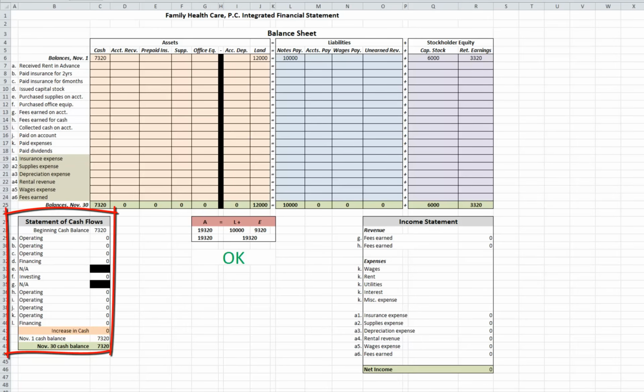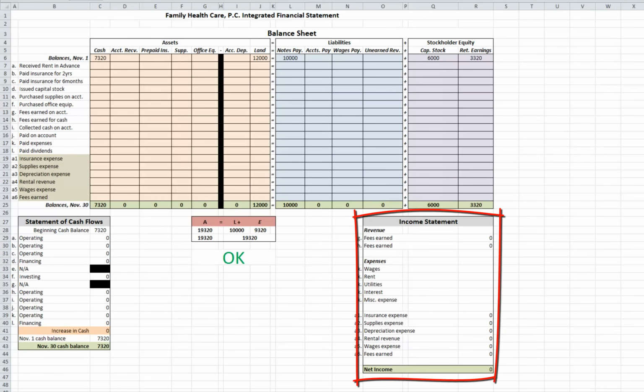We have a beginning cash balance, which matches what we have at the top under assets. And then anytime we make a cash transaction in this video, it will also appear in our statement of cash flows down there at the bottom left. In the bottom right, we have our income statement. So when Dr. Landry earns fees for providing medical services, they will appear there under revenue.